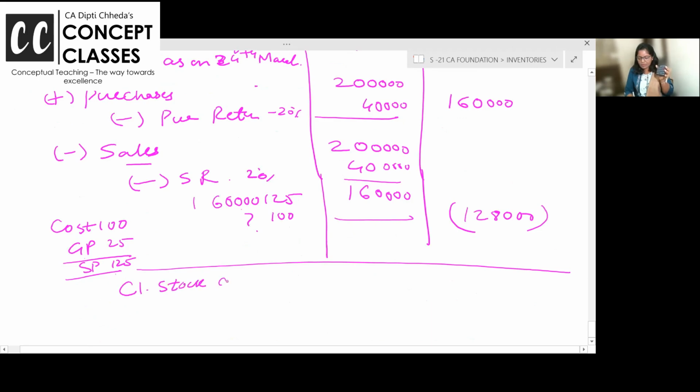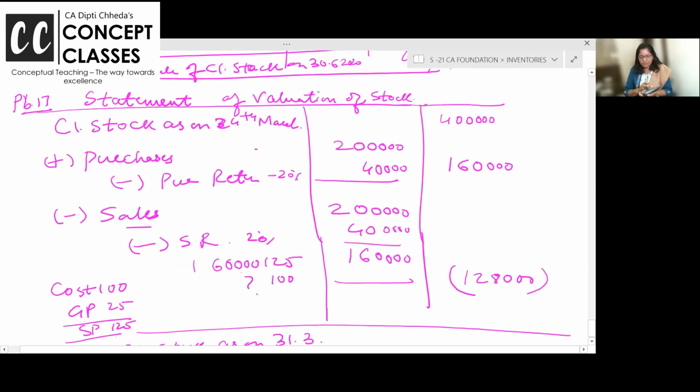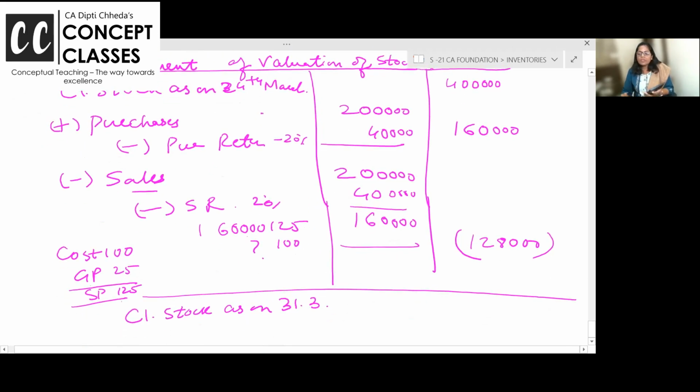Closing stock as on 31st of March is coming to 4,32,000. Easy. How many of you have tried? I said try at least these two problems.